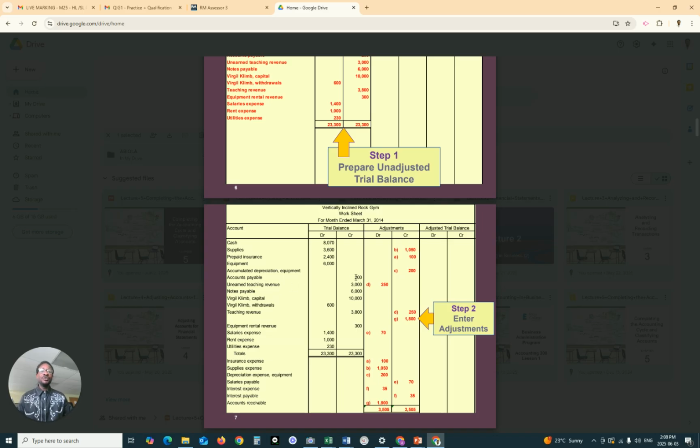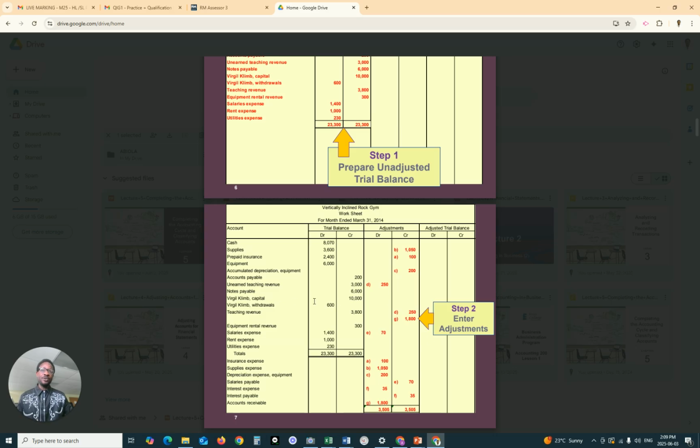Accounts payable, no increase, no decrease. Unearned teaching revenue, it was 3,000 here, but you have provided 250 part. So it will be debited. That is to reduce unearned revenue, and it will become earned revenue of 250 on the credit side. So 250 will reduce from unearned revenue because you have provided these services, and you have earned the 250 income. So we'll get there soon.